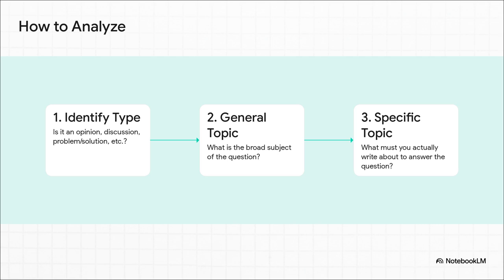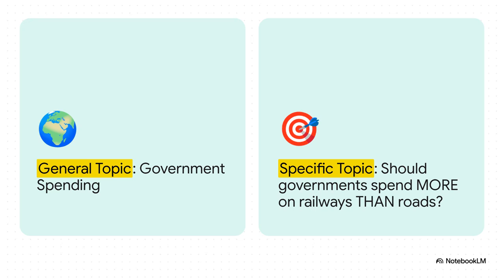First, identify the question type. Is it an opinion essay, a discussion, a problem solution? Second, what's the general topic, like the environment or technology? And third, and this is the most important part, you have to pinpoint the specific topic you are actually being asked to write about. Let's use an example to see why this is so crucial.